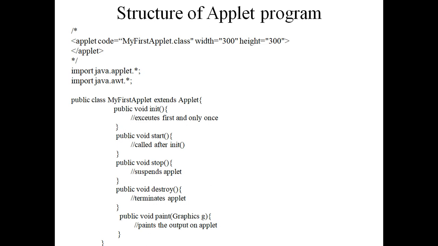So if you're writing the HTML code in the same Java source file, then you have to comment the block of HTML code. So in the structure of the applet program, I have written the HTML code in the same Java source file, which is named MyFirstApplet.java. So let's define the HTML code first. The HTML code is defined using the applet tag, which contains three attributes. Applet code is equal to the name of my Java class, which is MyFirstApplet.